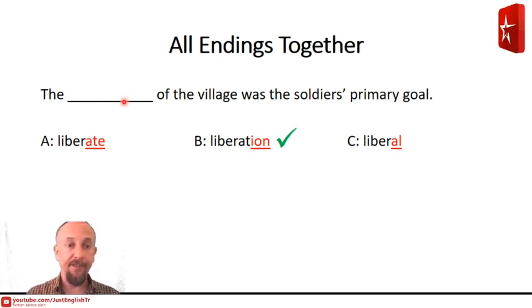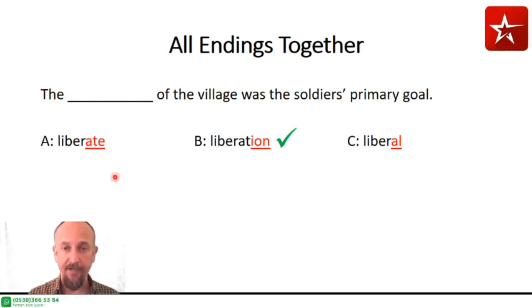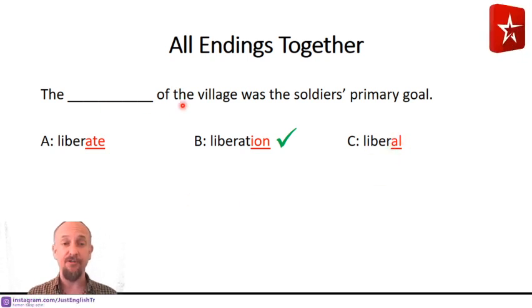So if we look at liberate, we know that this is a verb form and we don't use articles with verb form, so we know that's not correct. Liberal is an adjective. Again, if we look at this structure, what structure do we have? Noun of noun. Again, starting with the. That's 3 times we've seen this structure now. So in these types of structures, when you're writing, if you want to say of the something, the chances are you're going to need to use a noun form here.